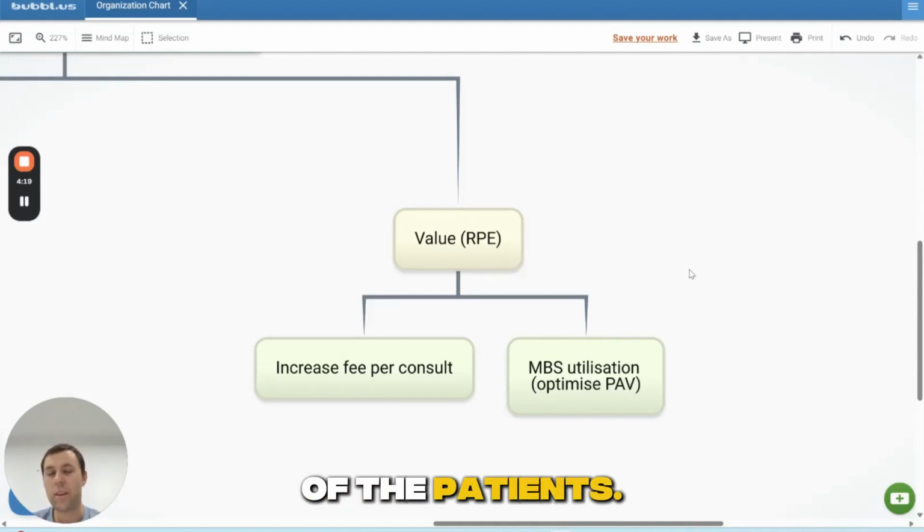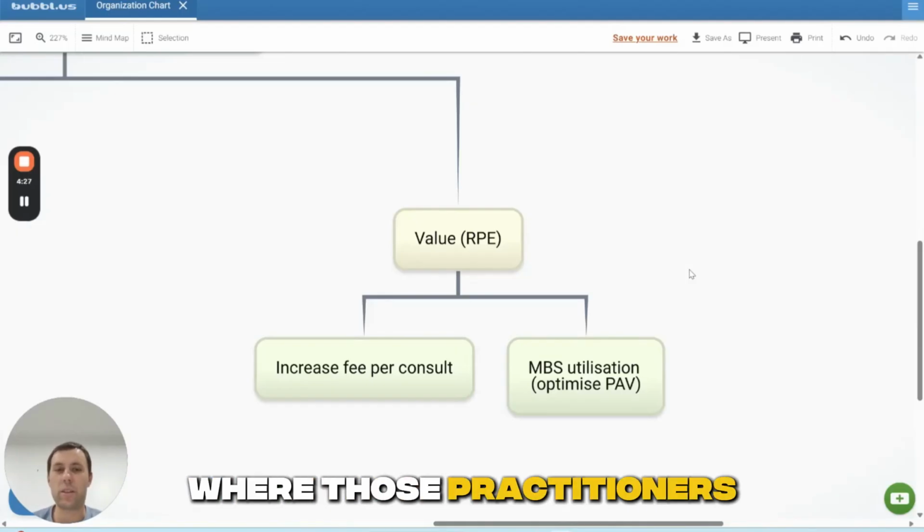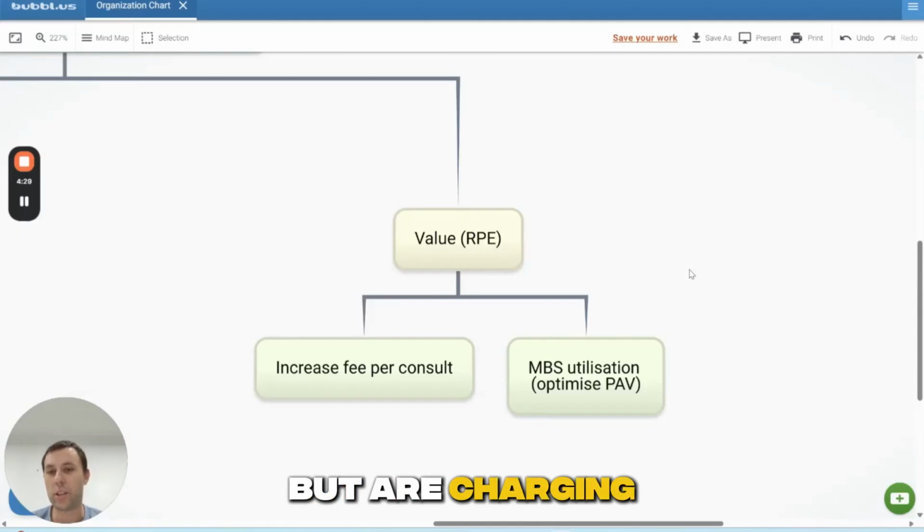context of the patients. So, for example, skin cancer type care, cosmetics, aesthetic medicine. There are encounters where those practitioners are probably not seeing huge volume but are charging large values per encounter because it's such a niche skill.